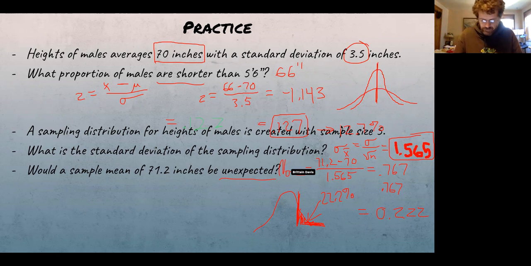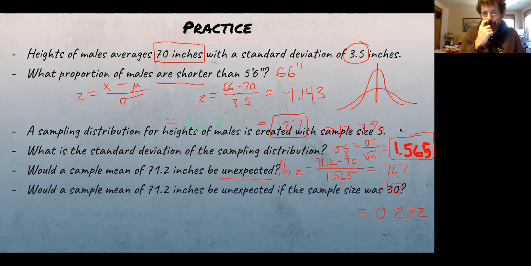All right. So now we're going to do one last thing with this. And again, I'll just get rid of this 0.767. Would a sample mean of 71.2 be unexpected if the sample size was 30? All right, so we need to go through this process one more time. In fact, I'm going to maybe not walk through it with you, but we'll walk through it at the end. So I'll let you try and figure out how you'd answer that.